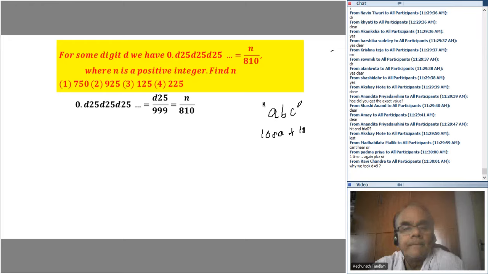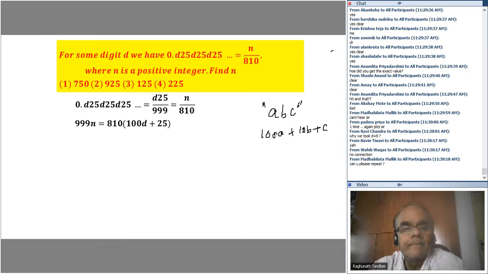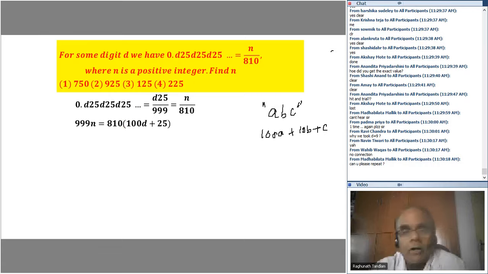Clear. That's how it's 999 n equals 810 into 100 d plus 25. How many are clear now? How many are clear up to this? Ravi, I'm going step by step. Are we clear up to this?